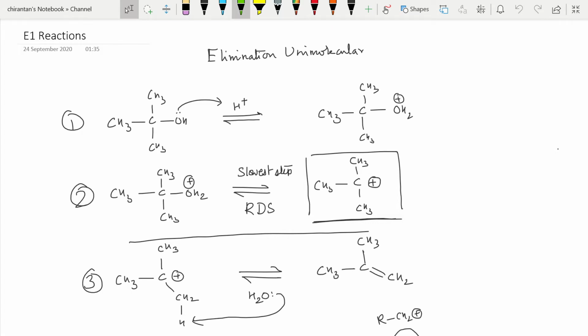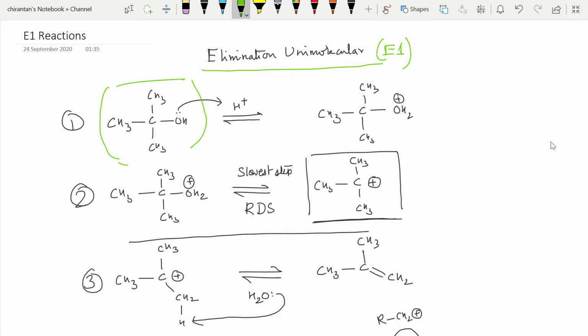So let us discuss elimination reactions, a specific kind of which is the elimination unimolecular reaction, or E1 reaction. As the name suggests, an elimination reaction is a reaction where one part of the molecule will be removed or eliminated. To understand this specific kind of reaction, we will take an example: the acid catalyzed dehydration of tertiary butyl alcohol.